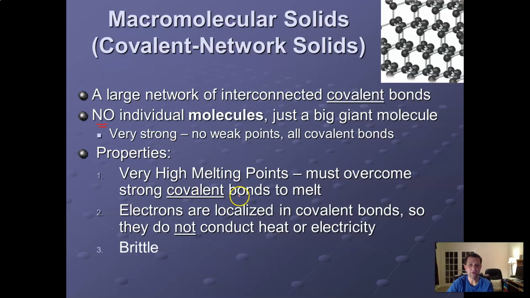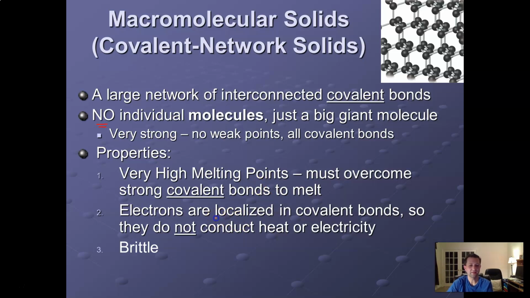Other properties we need to know. Once you remember the examples of covalent network, these will be easier. So some properties, you have very high melting point because you must overcome the strong covalent bond to melt. So in order to break up that rigid solid structure you have, you need to loosen and overcome some of that bonding. It's really hard to do because covalent network solids have this huge amount of covalent bonds connecting all those atoms together.